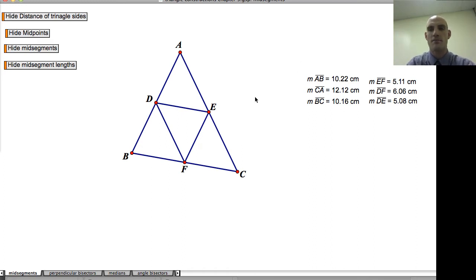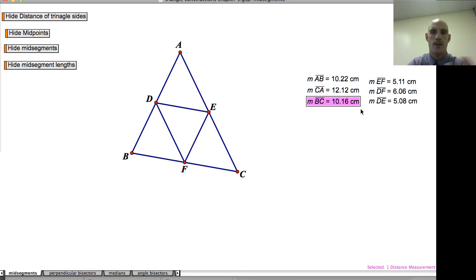Over here, I have done a little calculation where I've measured each of these side lengths and the midsegments. For example, if I look at DE and BC, they are related, because DE is the midsegment of ABC. BC here is 10.16 right now, and it is related to DE because DE is the midsegment that goes with that base. The midsegment and the base are what we are traditionally going to pair up.